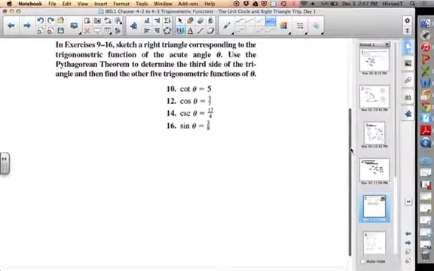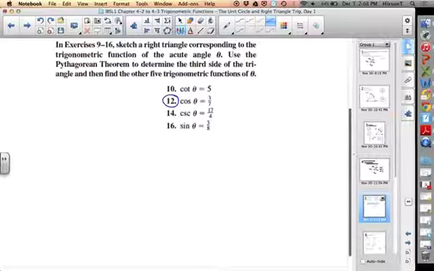It says, sketch a right triangle corresponding to the trigonometric function of the acute angle theta. Each of these is in terms of theta. We'll start with number 12. It says it's an acute angle. What does that mean? Less than 90 degrees. In other words, we're in the first quadrant too. So these are angles that we've dealt with.